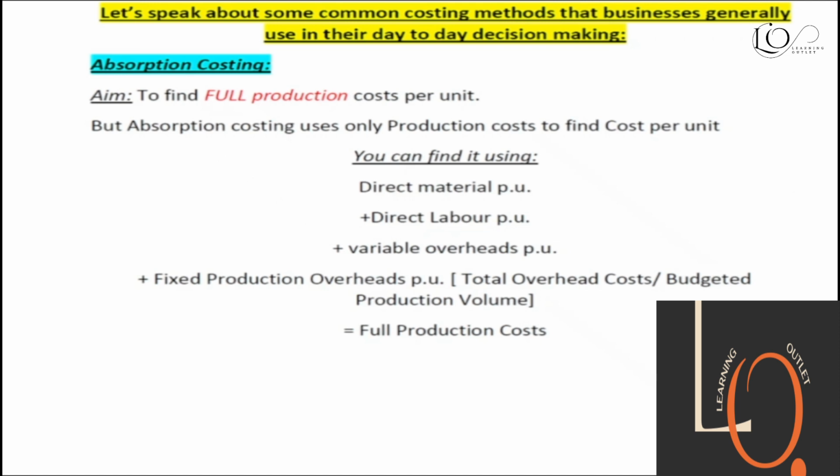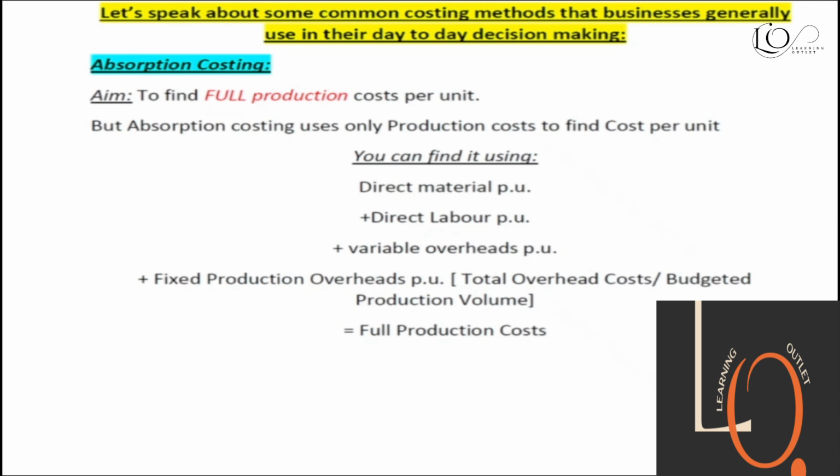So you can find absorption costing, or absorption costing cost per unit, by adding direct material per unit, whatever material you use to make that 1 unit. Then add direct labor, the labor charges.